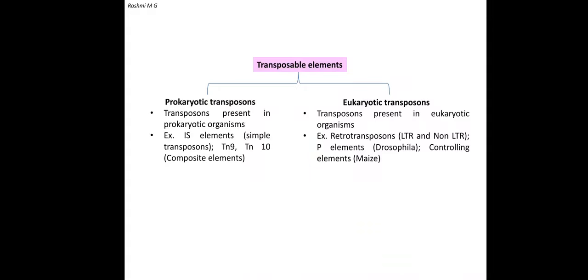In our previous class, we studied transposable elements in prokaryotic organisms and eukaryotic organisms. The transposable elements present in prokaryotic organisms are known as prokaryotic transposons. An example is the IS elements. The transposable elements present in eukaryotic organisms are known as eukaryotic transposons. Examples are retrotransposons, that is LTR and non-LTR, P elements in Drosophila, and controlling elements in maize.